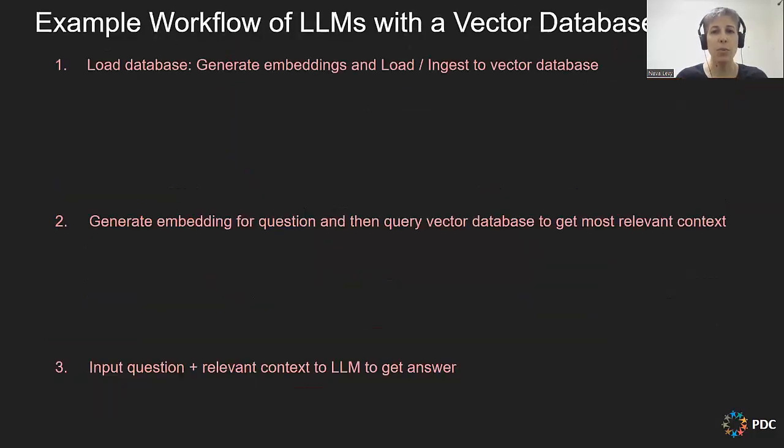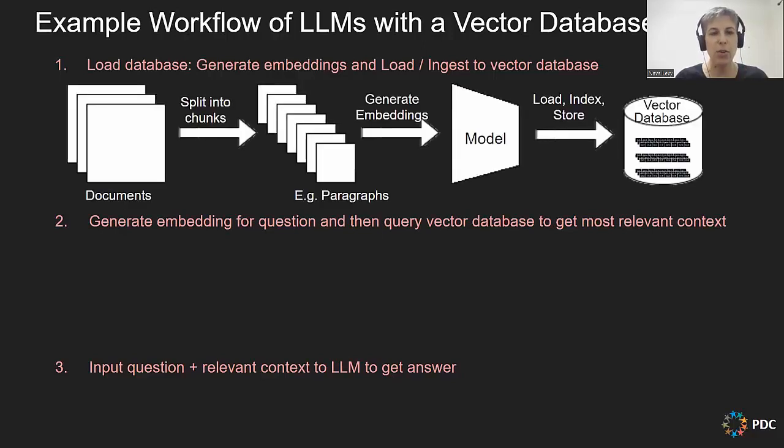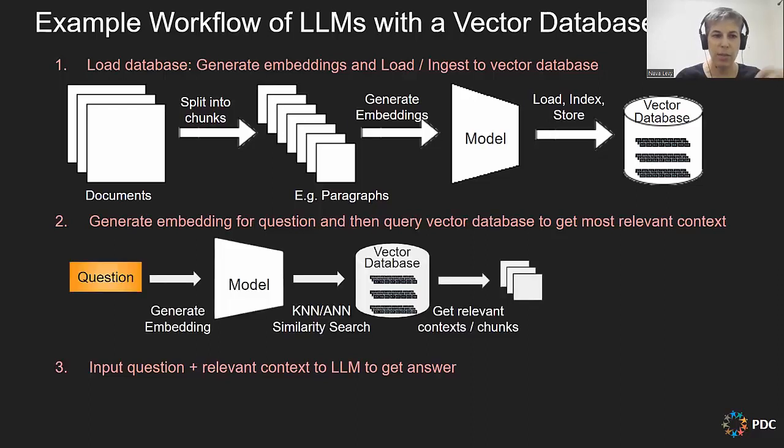So how does this work in practice? The first step is we load the vector database. We generate embeddings and ingest them into the vector database. So let's say we have many documents. Those documents are research papers, or they are a product catalog, whatever they are. We split them into chunks, let's say paragraphs, and we generate an embedding for each paragraph using the embedding generator. Then we load, index, and store these vector embeddings in the vector database.